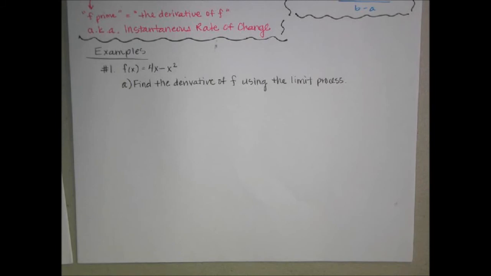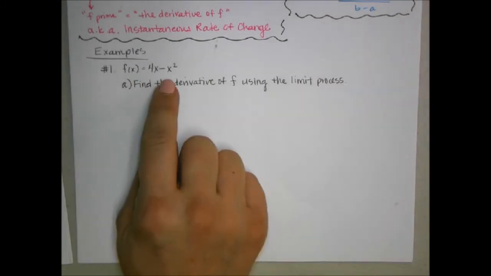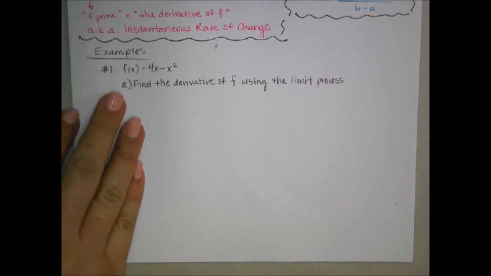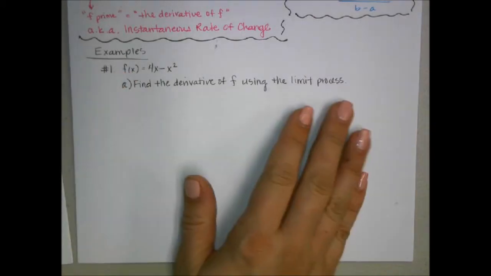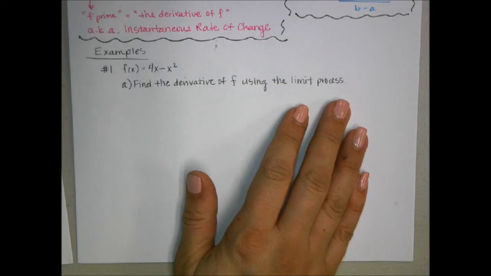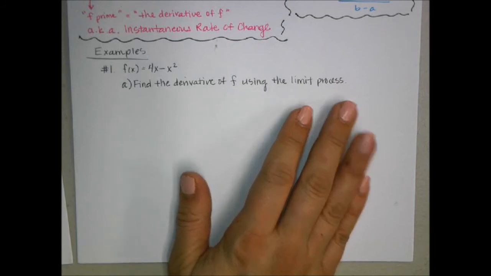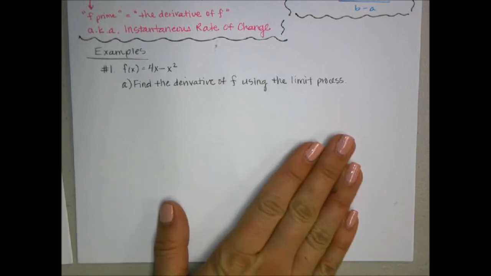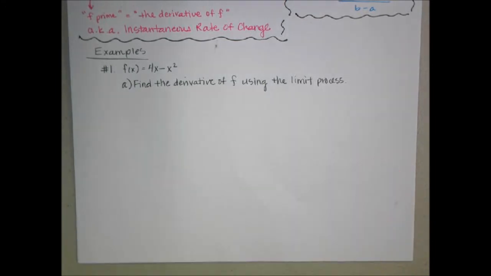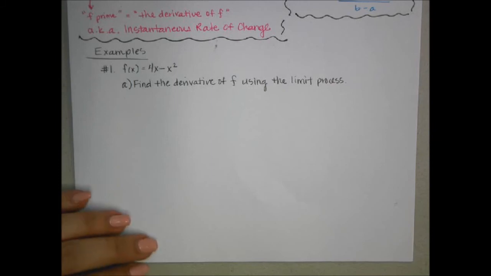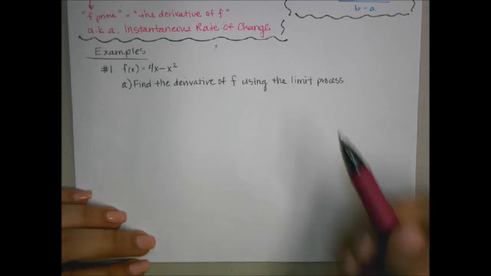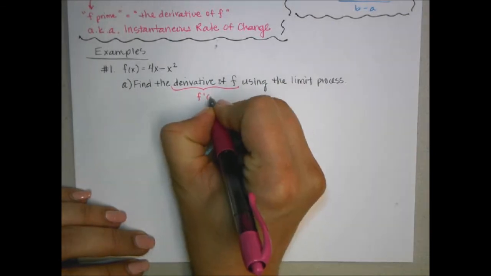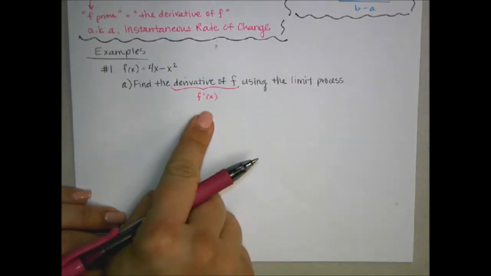So here's our first example. We're going to let f of x be 4x minus x squared. I'm going to ask you to do several things. The first thing is to find the derivative of f by using the limit process. So this whole unit is about learning the derivative rules and the shortcuts, but we're not there yet. You probably remember doing this a little bit last year at the end of the year. So what we want to do now is to find the derivative of f. We want to remember that this is f prime of x, the slope of the tangent line.